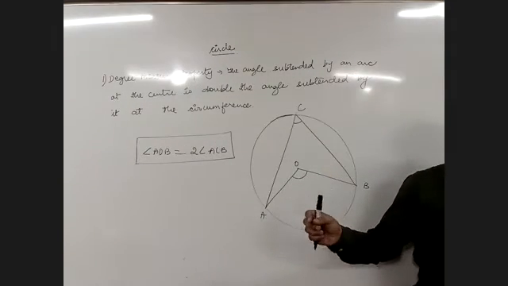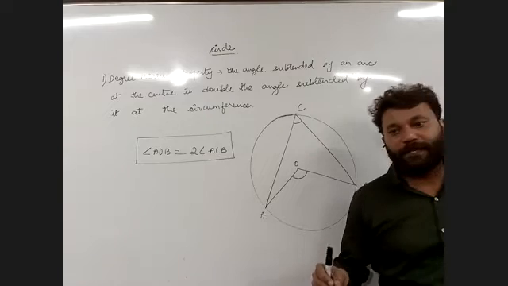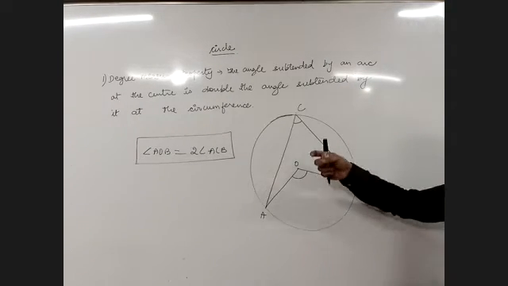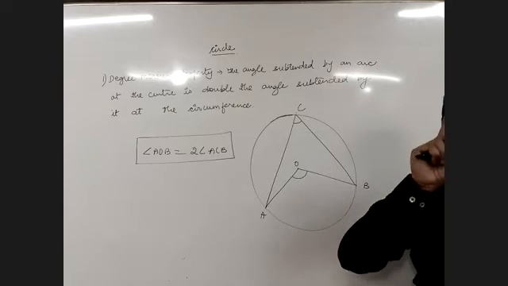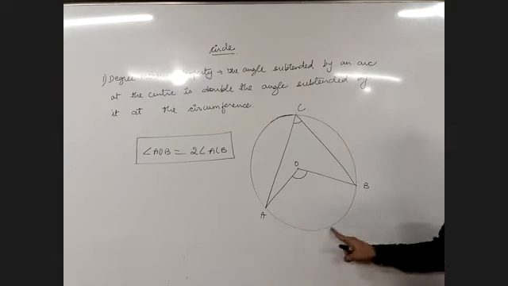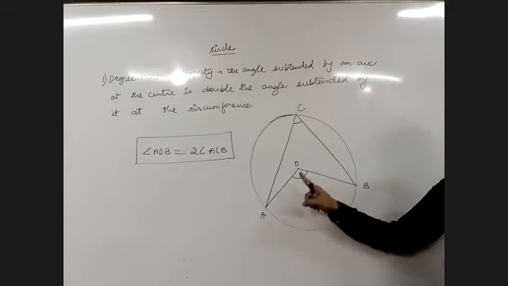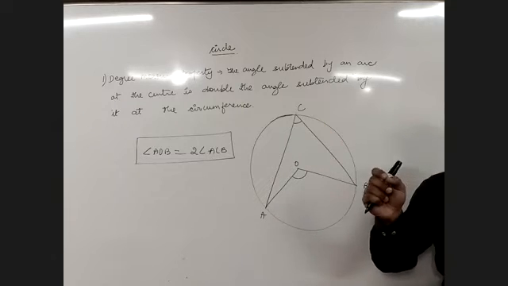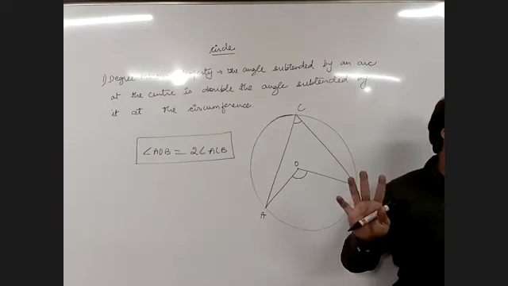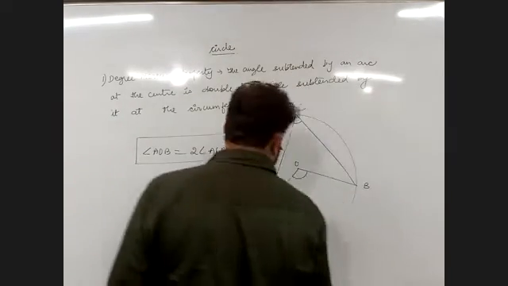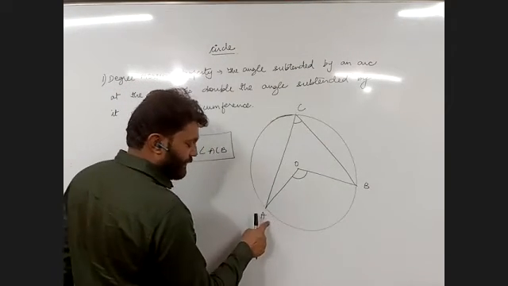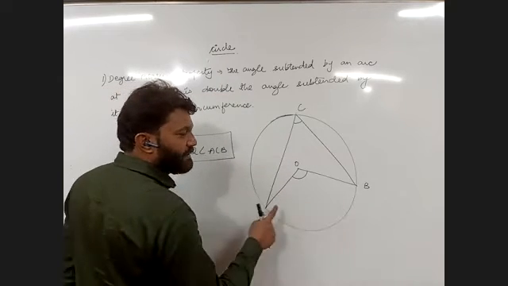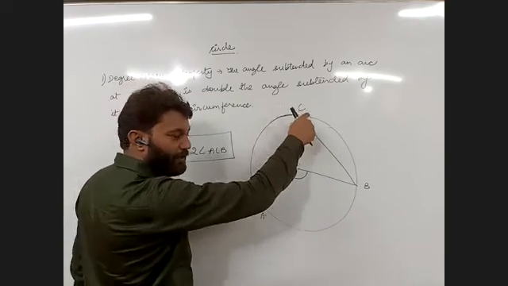The angle subtended by an arc at the center is double the angle subtended by it at the circumference. So the angle at the center will be double the angle at the circumference. But you have to keep in mind that the arc should be the same. Angle AOB equals twice angle ACB. The arc will be the same when the end points of the angles are the same. These two angles are formed by the arc AB, so angle AOB is double angle ACB.